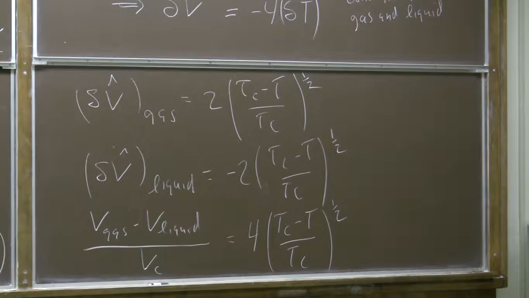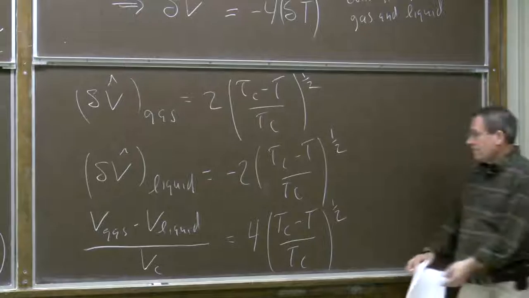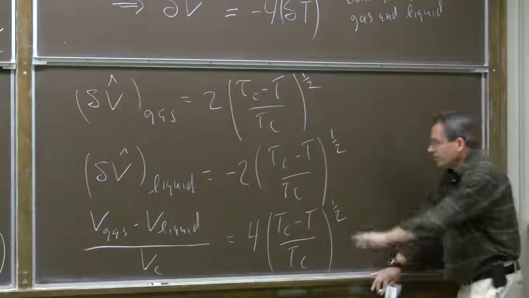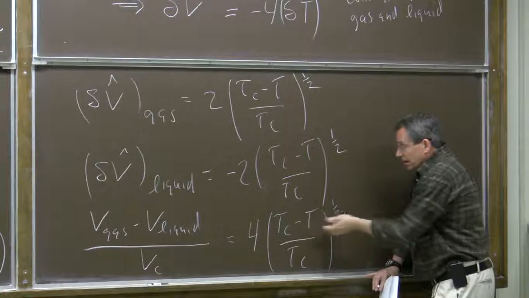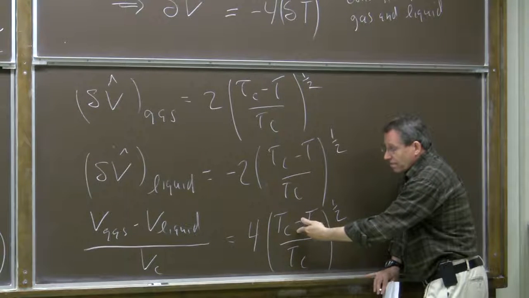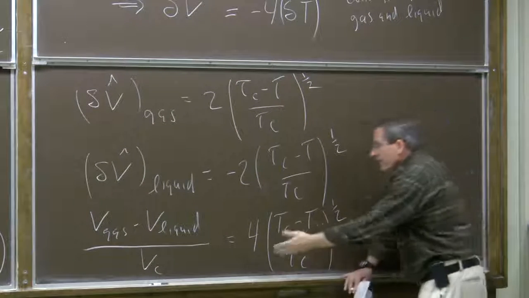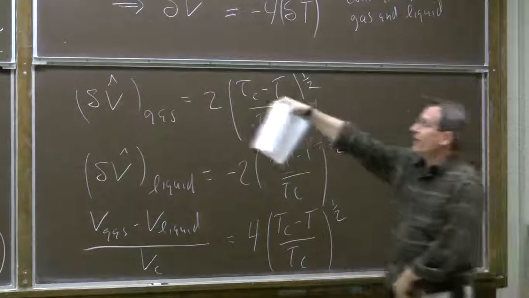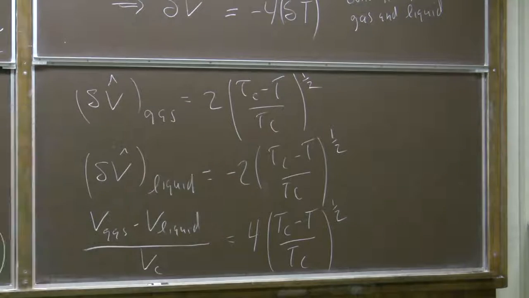So as we approach the critical point from below, the volume discontinuity goes to 0, and it goes to 0 in a particular way, like the square root of the deviation of the temperature from the critical temperature. This factor 4, well, to calculate that, we actually use the details of the van der Waals equation, the law of corresponding states here, which we derived from the van der Waals equation last time.